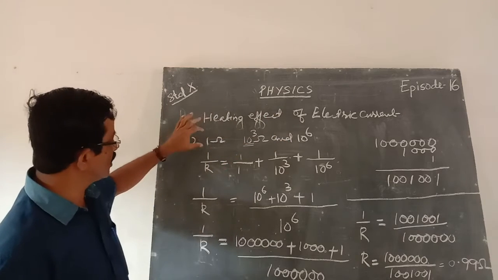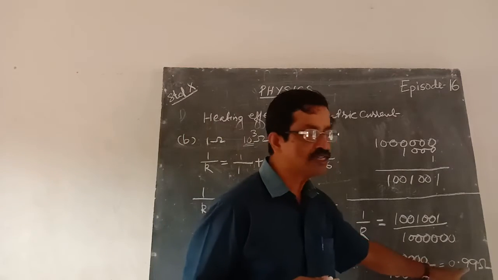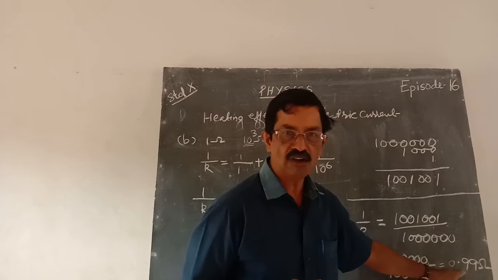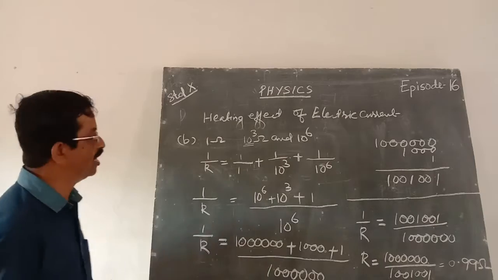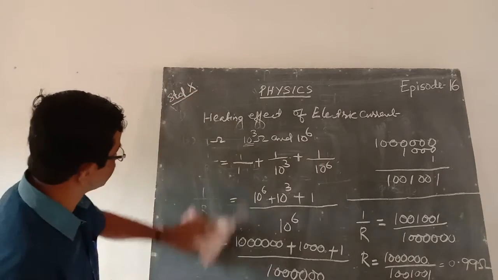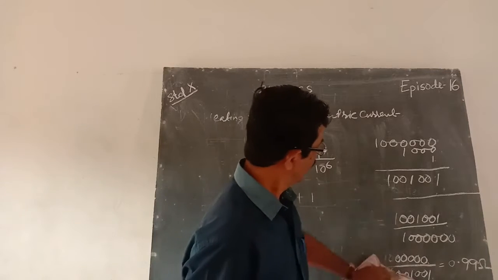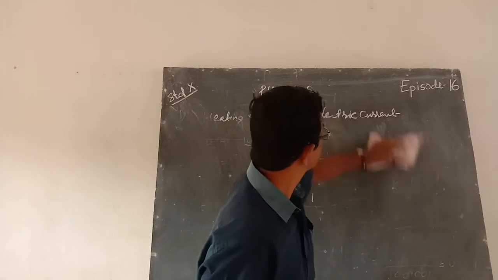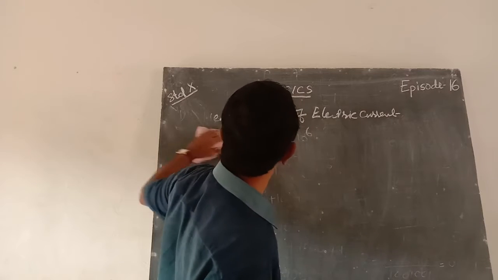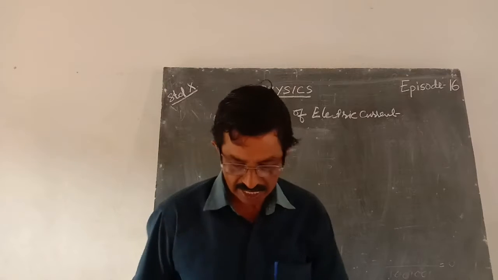Here the smallest resistance is 1 ohm, but the total resistance in the circuit is now less than 1 ohm. How much will it be? 0.99 ohms. Now, let us go to the next question, which is given in our text.